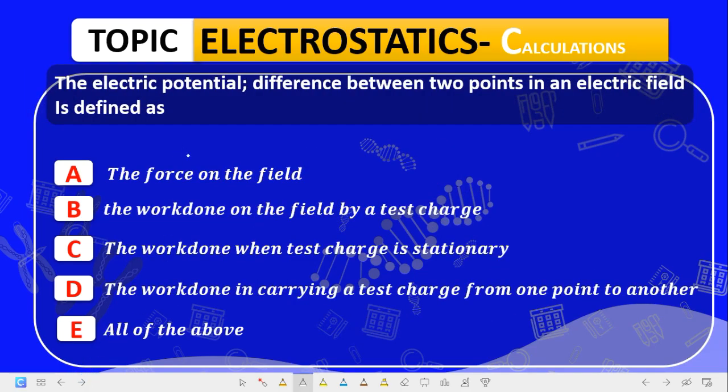Now the electric potential difference between 2 points in an electric field is defined as the electric potential difference V, the work done in bringing a unit positive charge from infinity to that point, or from one point to another. So the work done in carrying a test charge from one point to another is called the electric potential, and that makes option D the correct answer.